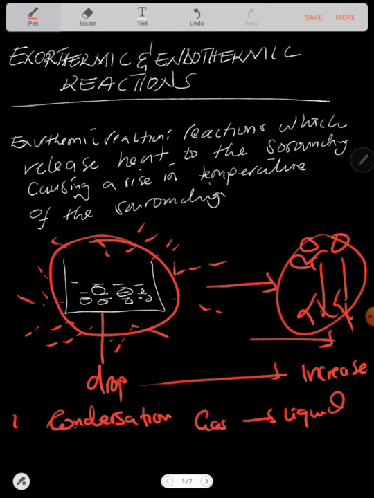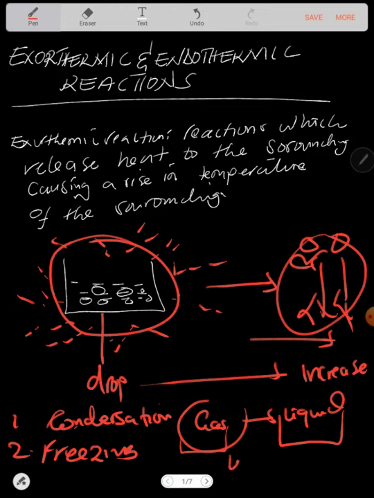Here the particles are far away from each other, or here the particles are closer to each other. So to bring about the closeness of the particles, what happens? This gas has to lose heat so that the particles can become closer together. What else is an example? Freezing.